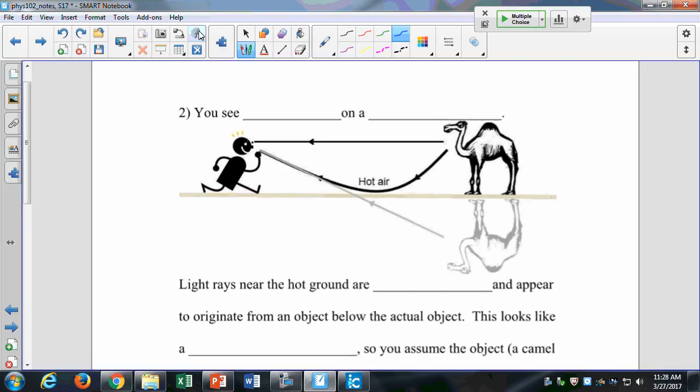And the second is that you see mirages on a hot day.